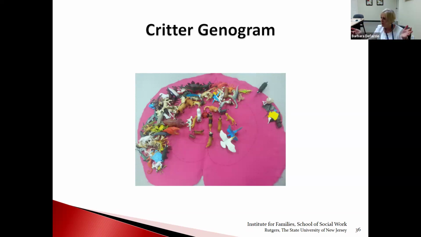And a critter genogram is an easy thing to do. All you have to have is a bag with a bunch of plastic animals and a felt heart. But the story is this, that these are the two children that she was working with. And she said, I started work with this adoptive family. I couldn't figure out what I was doing with them or what the problem was. The adoption just didn't seem to be gelling. And the adoptive parents were wonderful and caring, and they were trying everything they could. And I just couldn't figure out what was wrong.